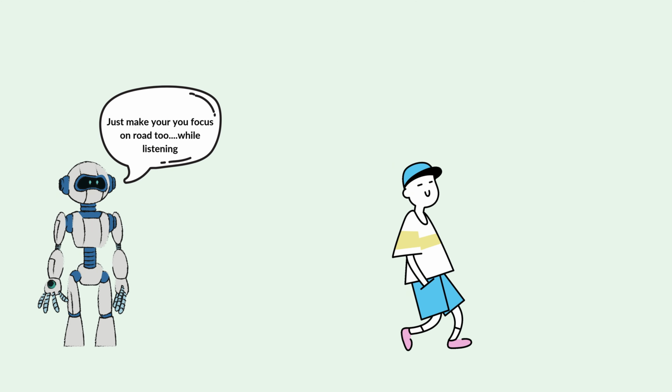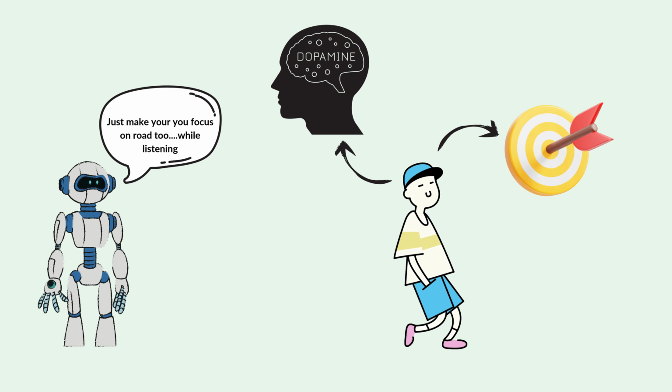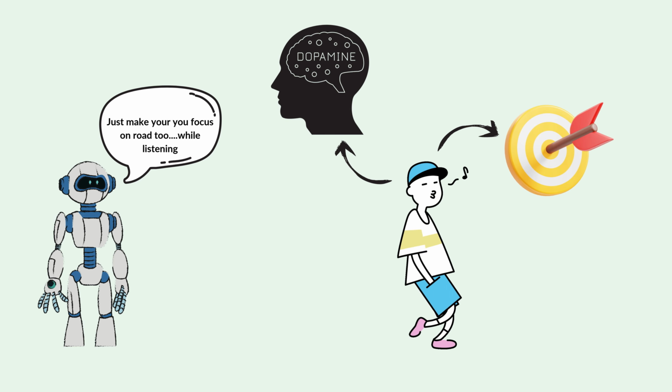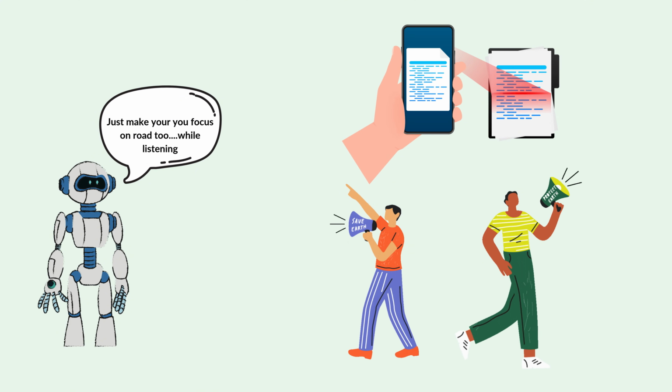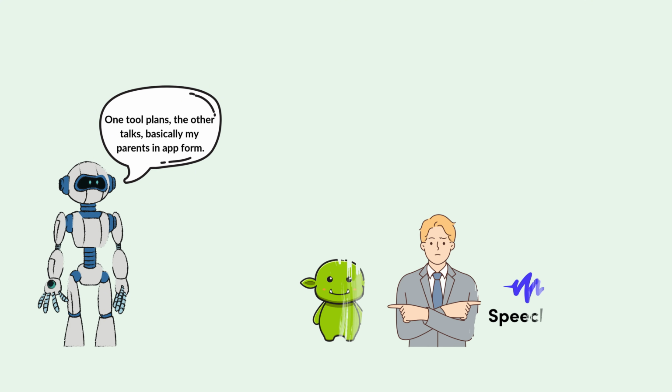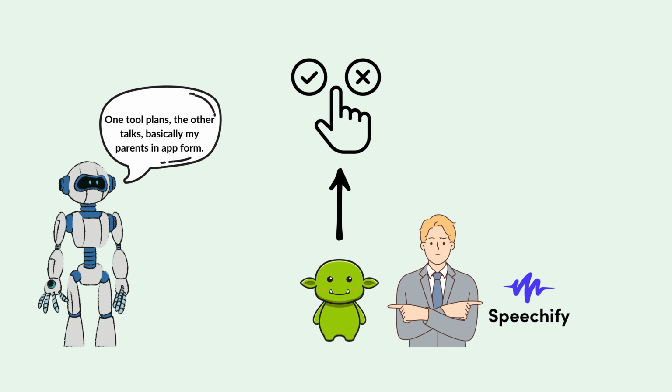Too restless to sit? Put on headphones and walk while listening. Movement boosts dopamine and focus. You can also scan a handout with your phone and have it read aloud. Pairing these tools is powerful. Goblin Tools decides what to do. Speechify helps you absorb and keep moving.